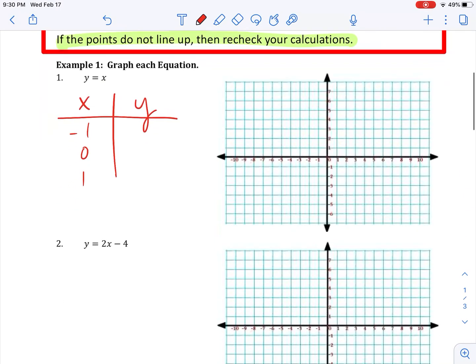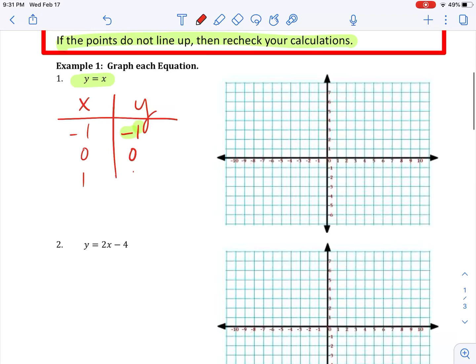All right, so if I'm plugging in -1 for x, my y is going to be equal to that because that's what the equation says, right? Y is equal to x. So if x is -1, then so is y. If x is 0, then so is y. If x is 1, then so is y. So that's exactly what y equals x means, that they're both going to have the same value. All right, we're going to plot those 3 points.